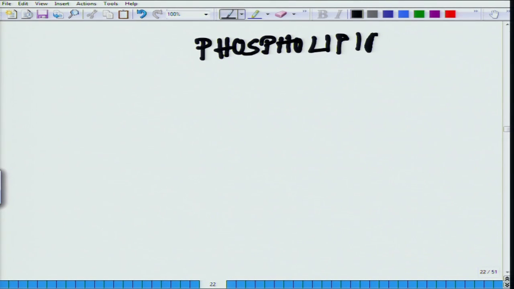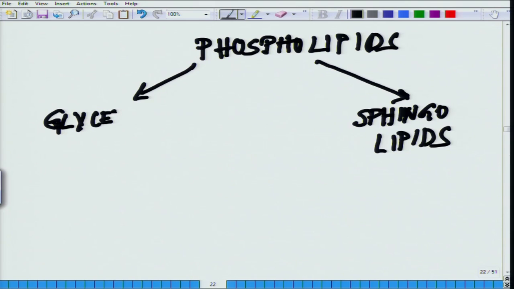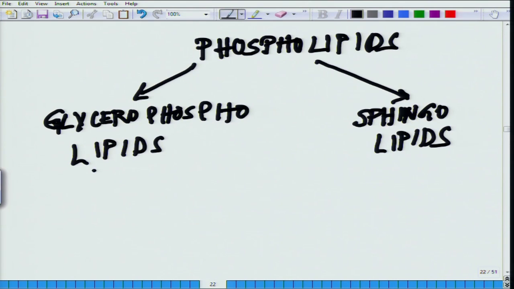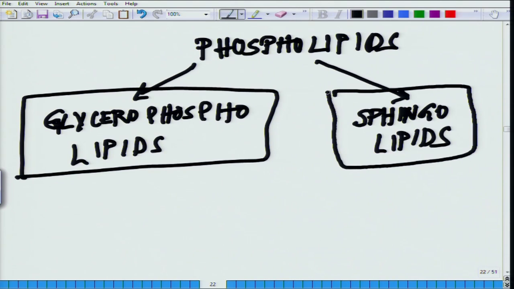And within phospholipids, we will talk about the two phospholipids, which includes sphingolipids and glycerophospholipids. Whenever you go through the books, you will find these structures to be very complex, but they are actually not very complex. They are very straightforward structures.